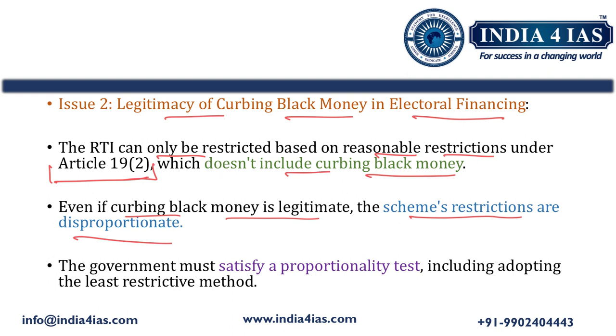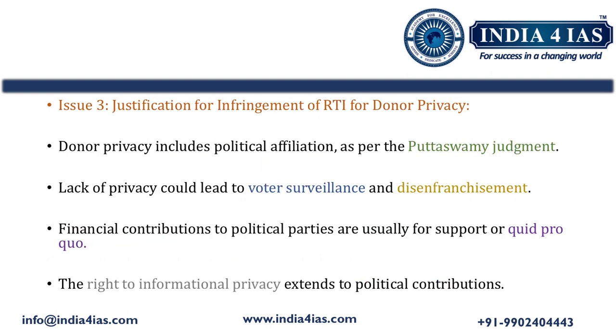The court also said that if the government wants to implement any reasonable restriction with respect to fundamental rights, it should satisfy a proportionality test as devised in the K.S. Puttaswamy case. The third issue addressed by the Supreme Court is the justification for infringement of the RTI in order to protect donor privacy. That is, to what extent the anonymity clause mentioned in the electoral bond scheme is justified, as it violates the right to information of the citizens.